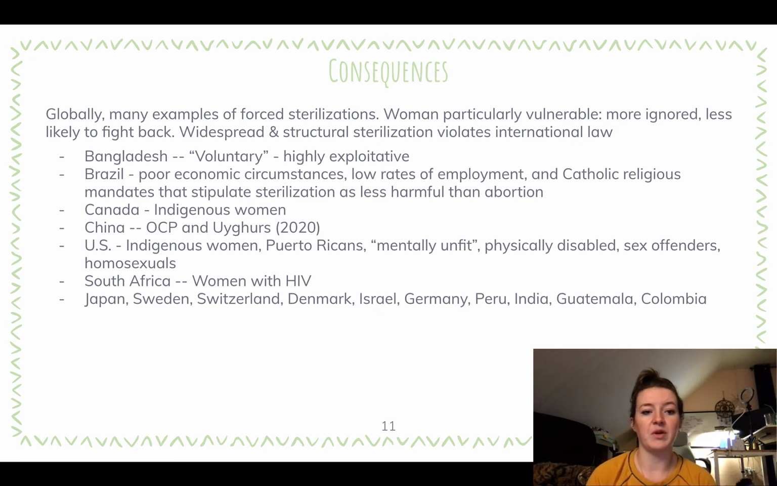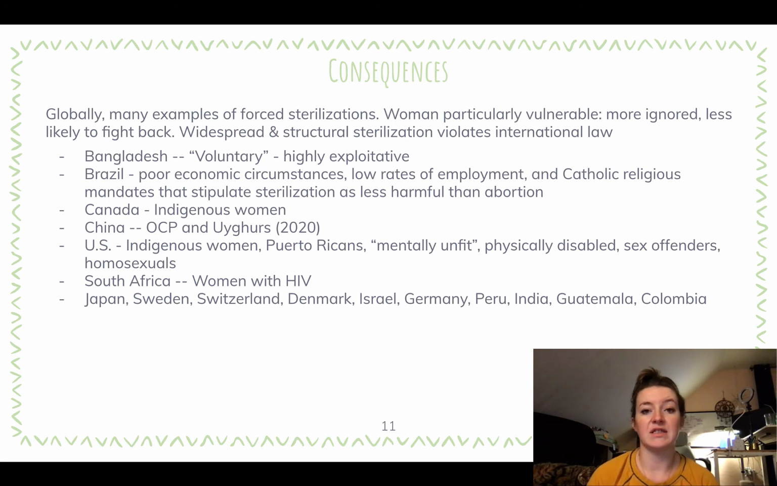Globally speaking, we have had many, many examples of forced sterilizations. Women in particular are vulnerable, often because they're more ignored by society and because they are less likely to fight back because of social norms. Widespread and structural sterilization actually violates international law. It's considered a human rights violation. However, that doesn't mean it doesn't happen or it hasn't happened.